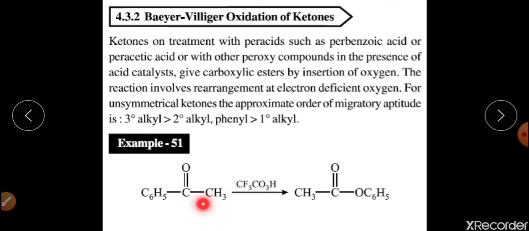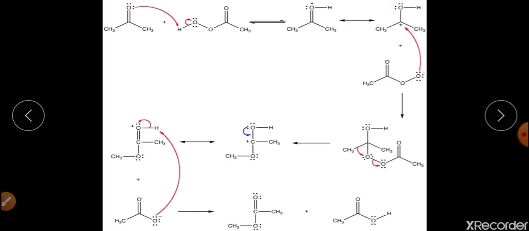So in this case we can see that this is your methyl group and this is your phenyl. So phenyl is having more migratory aptitude in comparison to the CH3 group. So this group will migrate, right? So the oxygen is being inserted between this particular carbonyl carbon and this carbon, that is C6H5. So here oxygen is being added, right? So this is a very good reaction that can convert the ketone into ester, right? So this is the case that we can use for the oxidation of ketones.